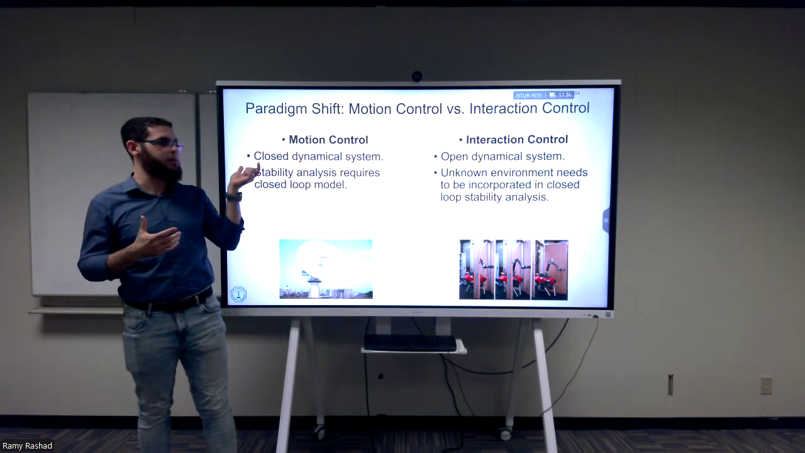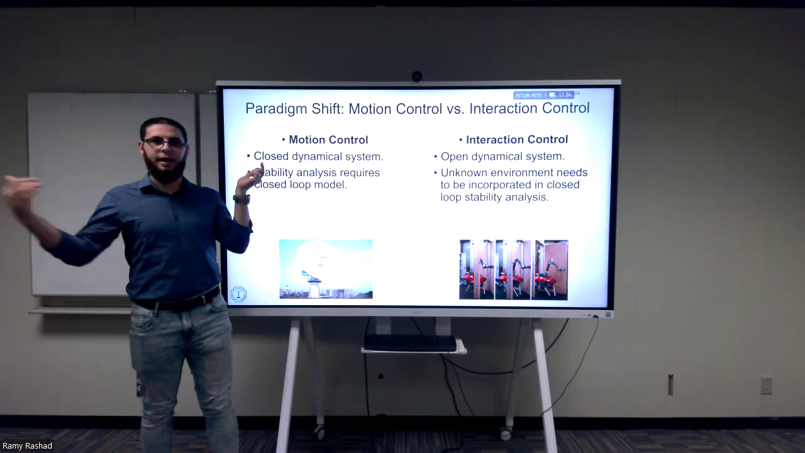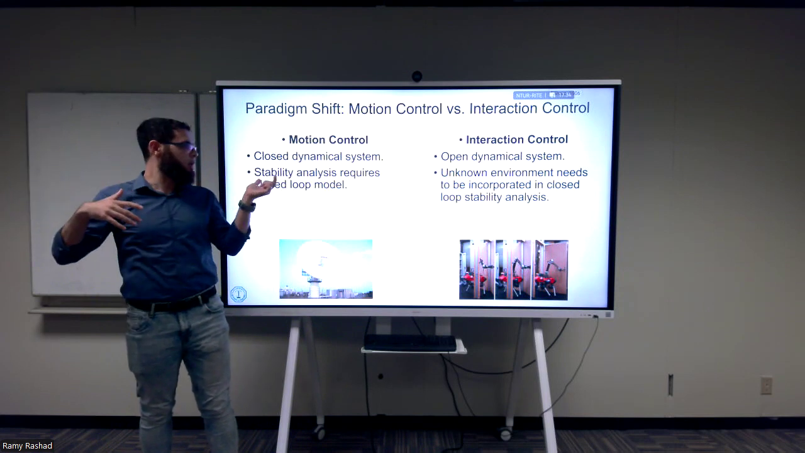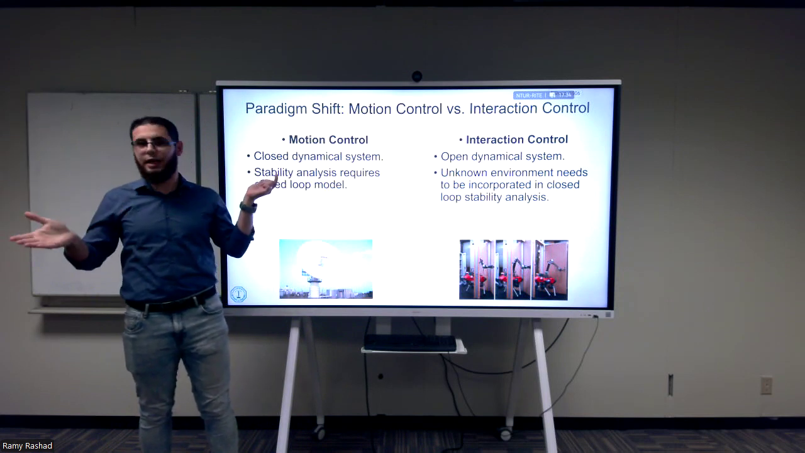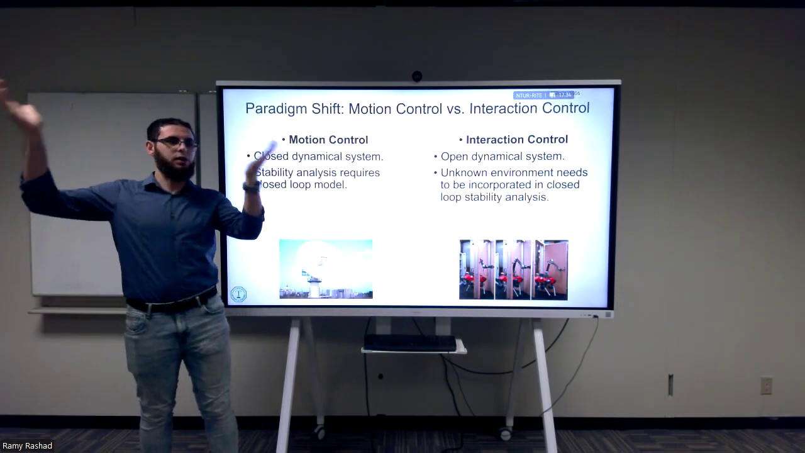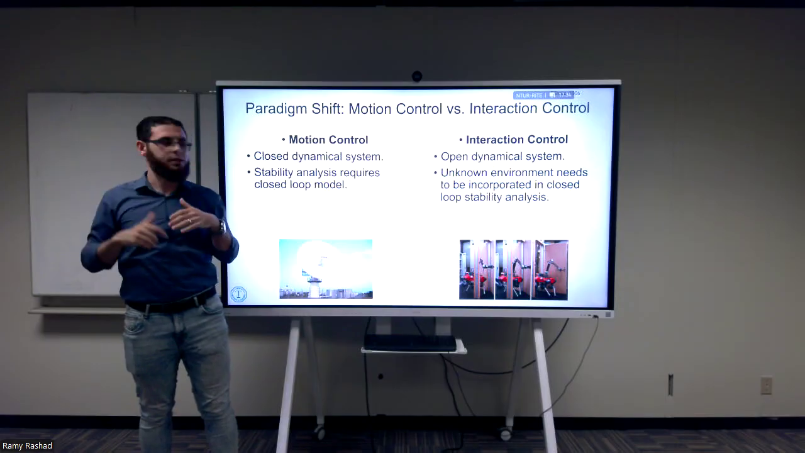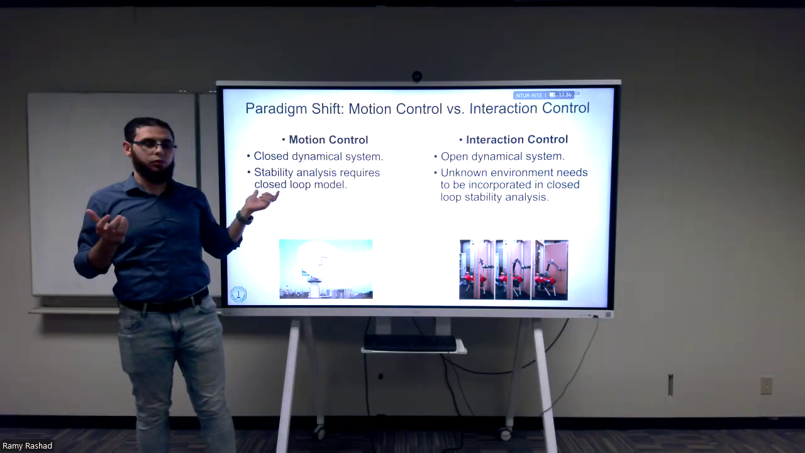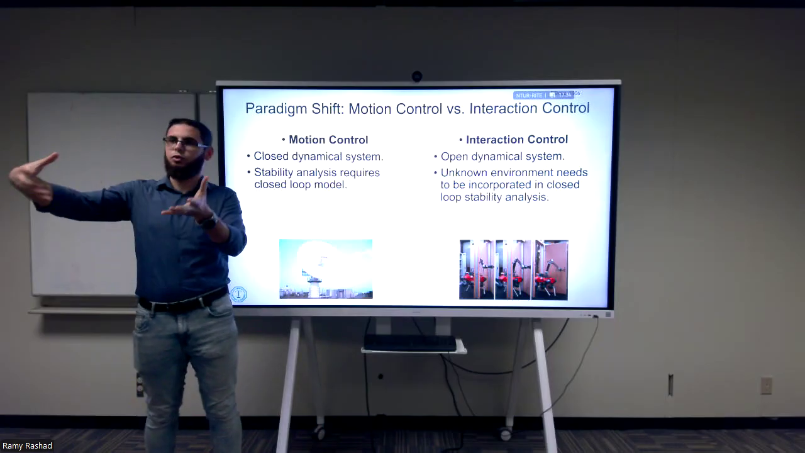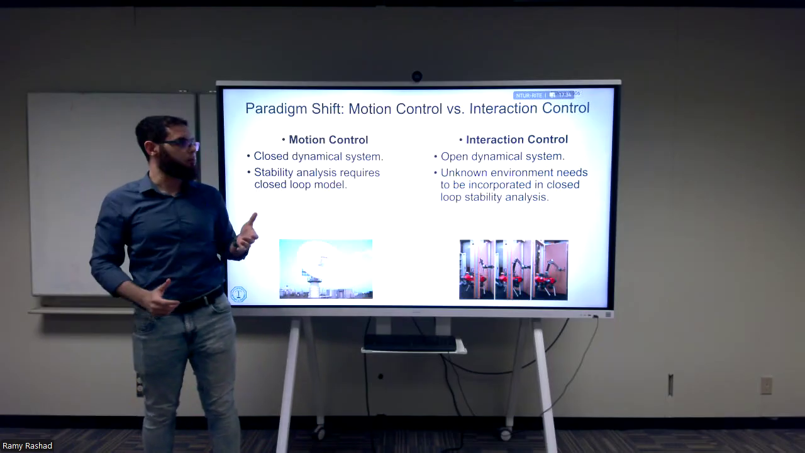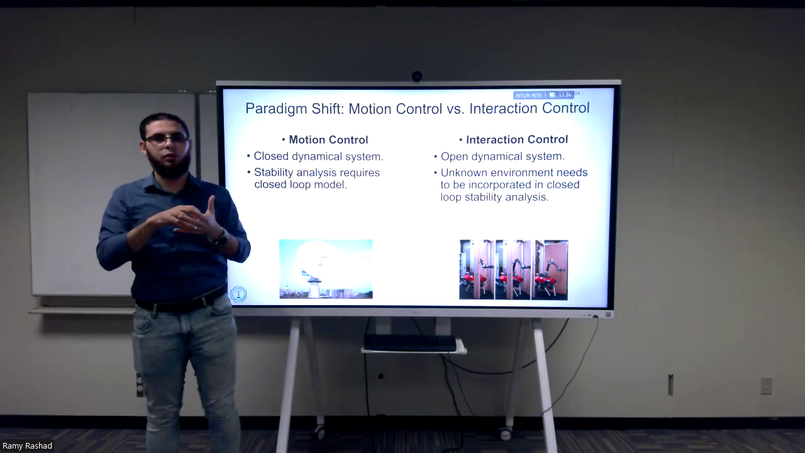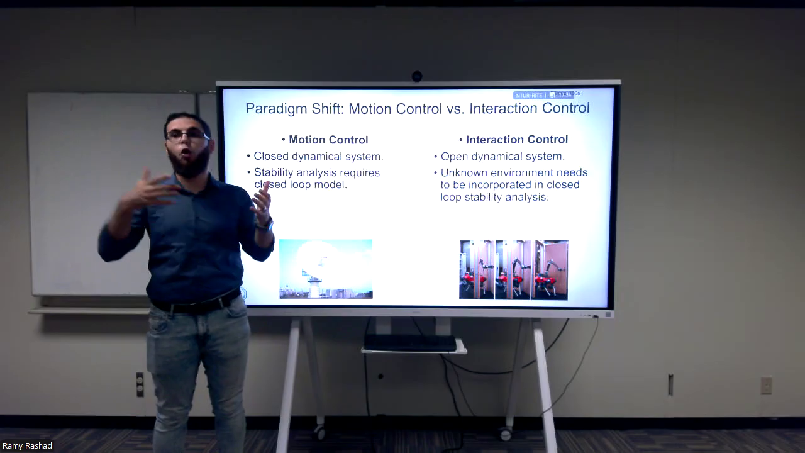The other point is that when we want to design motion controllers, we're actually thinking of closed dynamical systems. Any disturbance is something external, coming from the outside world, and we just need to kill it. We need to reject it. And when we're doing stability analysis, we assume that there are no external inputs coming to the system, because we're using the closed loop model, which is the controller and also the system that we're dealing with. When we're dealing with interaction control, we want to design a controller for an open dynamical system.